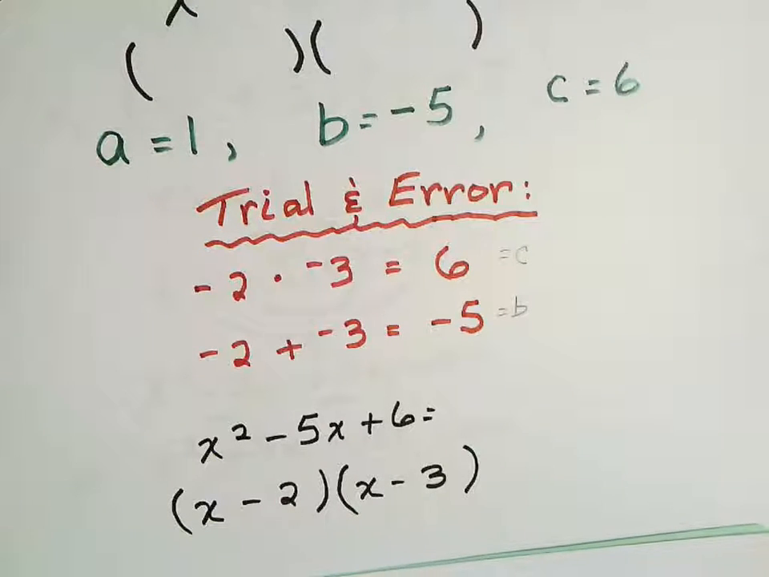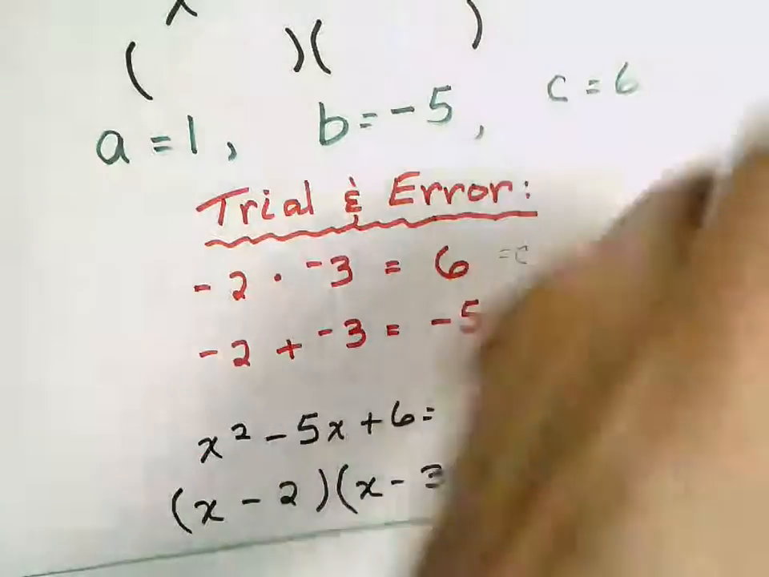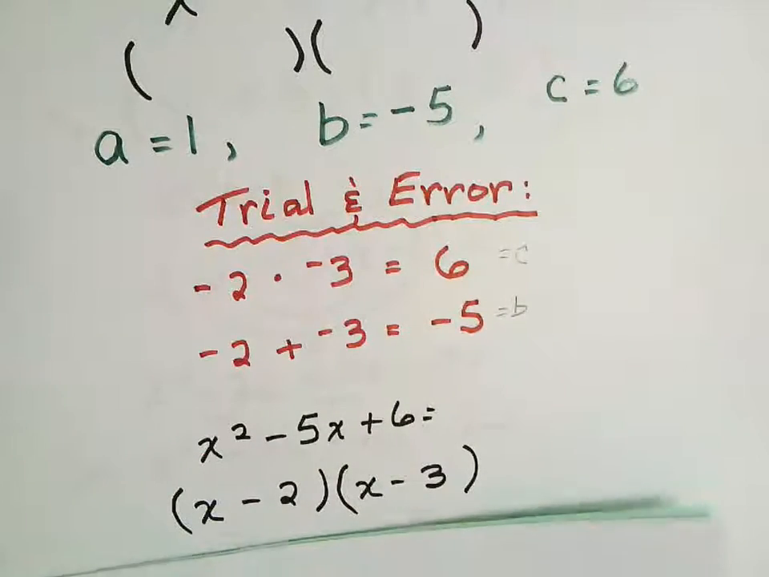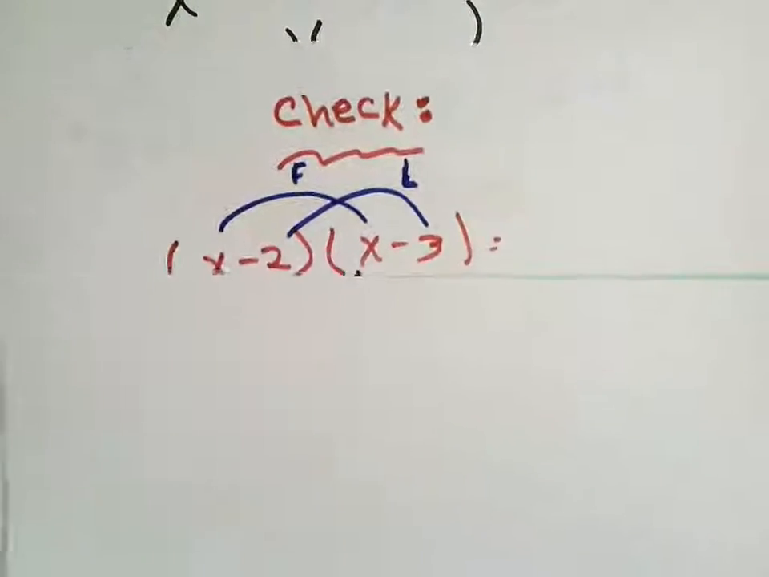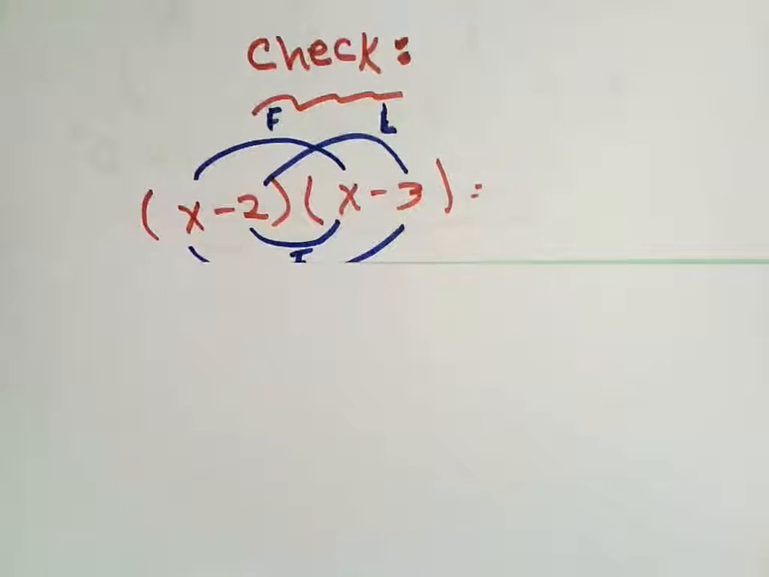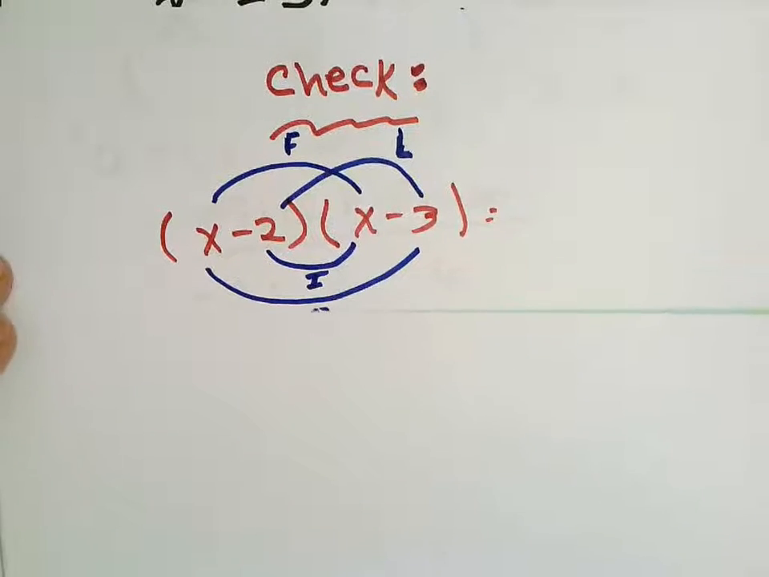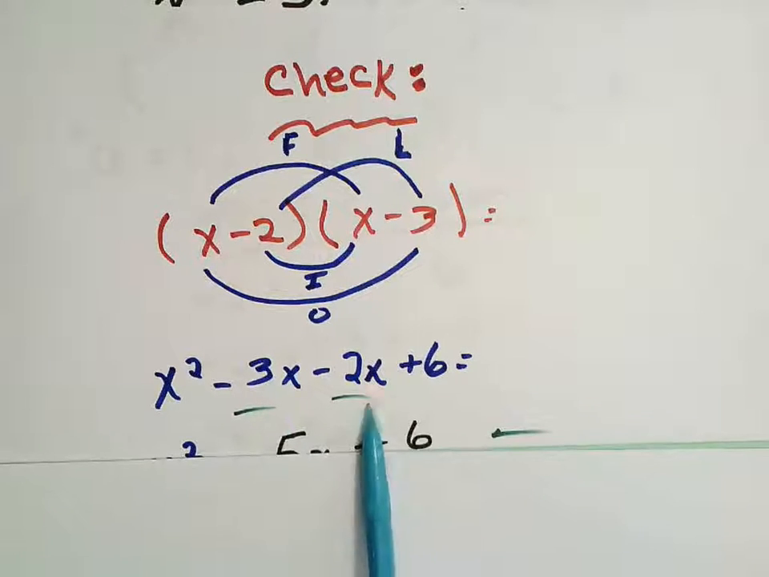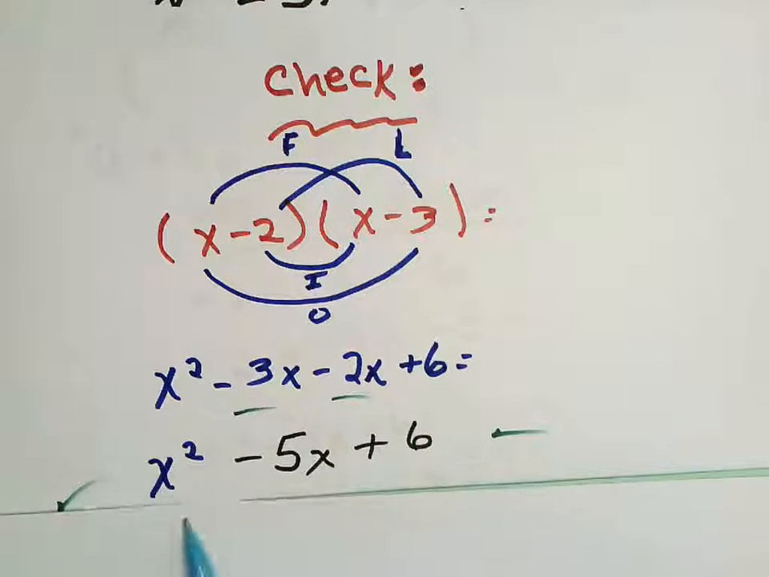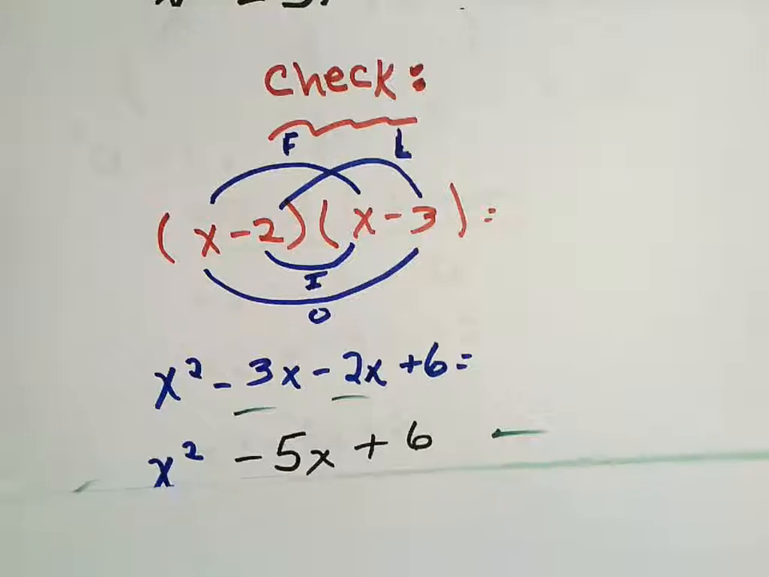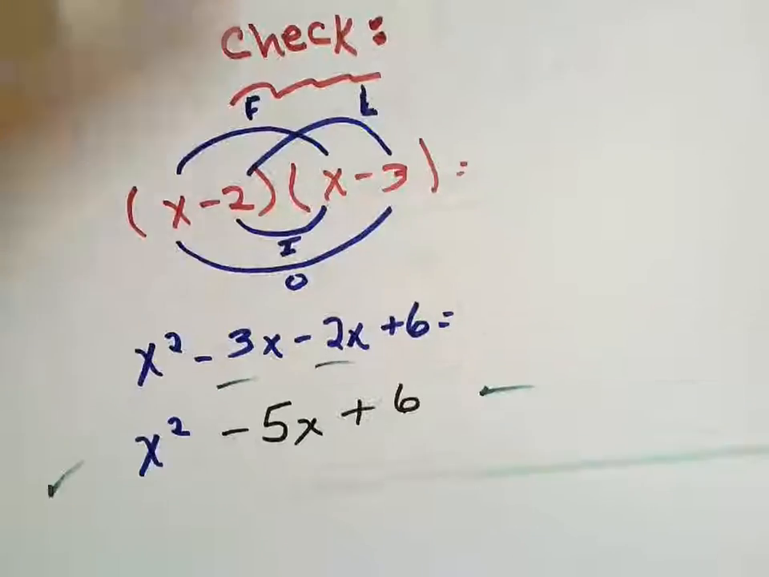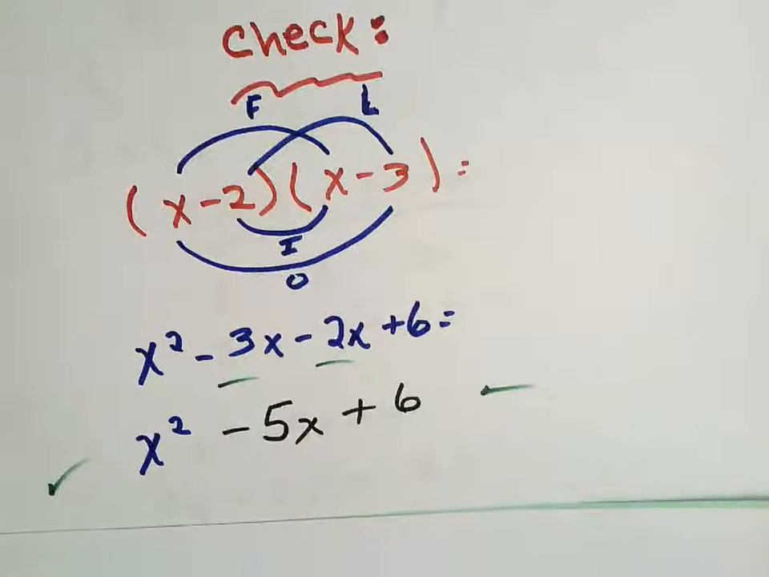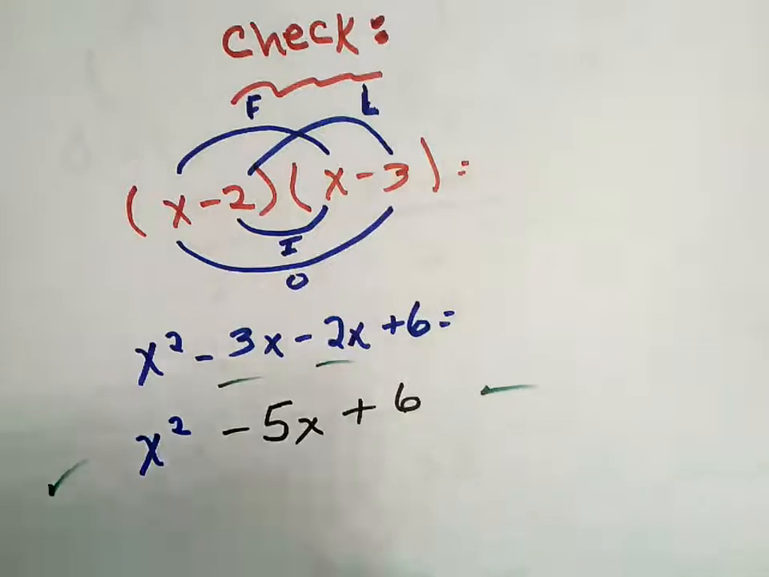And once we do that, we can check this problem using our FOIL. Check this using our FOIL: the first, the outer, the inner, the last terms. And when we add, you see we get the original problem, which is what we were looking for. Let's do a third example.